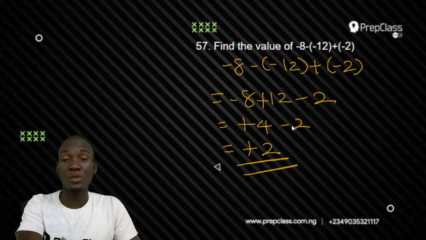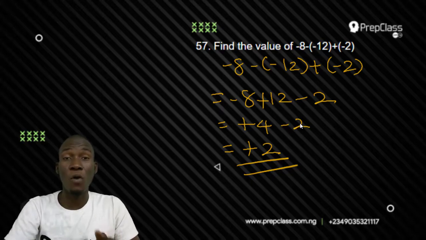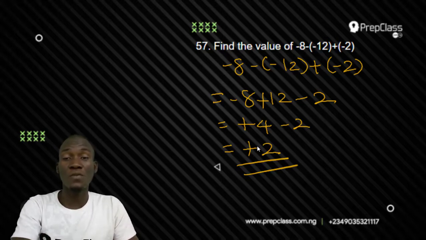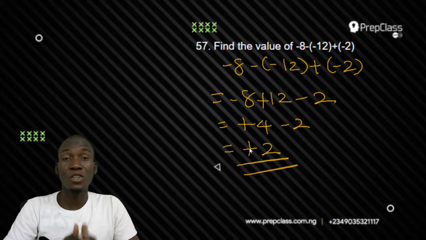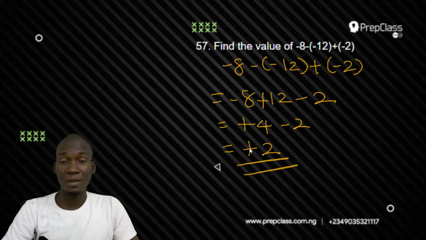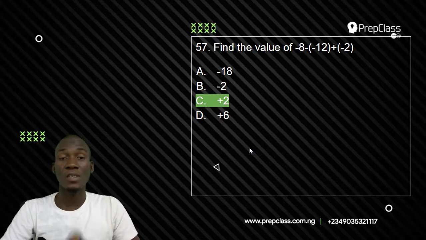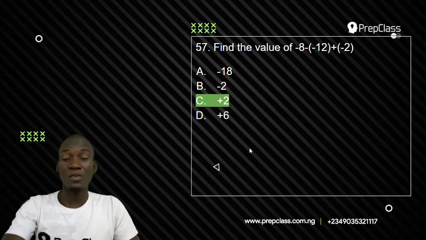Then we have minus 2. Now plus 4 minus 2 is the same as saying 4 minus 2. So 4 minus 2 will give us 2. So because 2 is positive, we are going to put plus. So that's giving us plus 2 to be the answer. The correct option is option C, plus 2. Now we move to the next question.